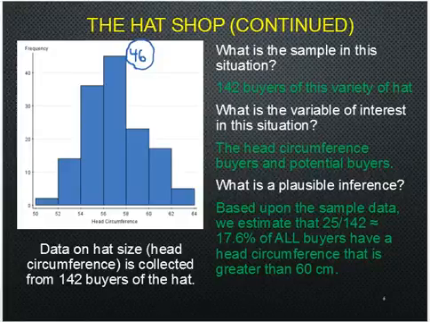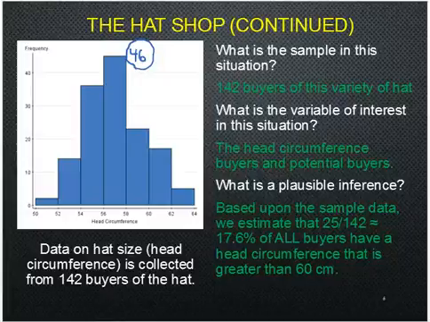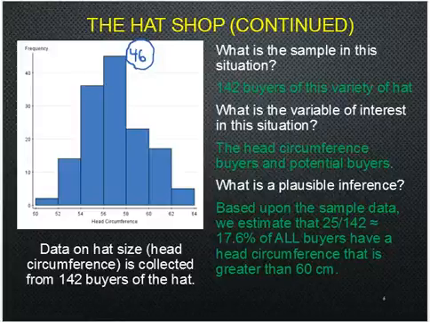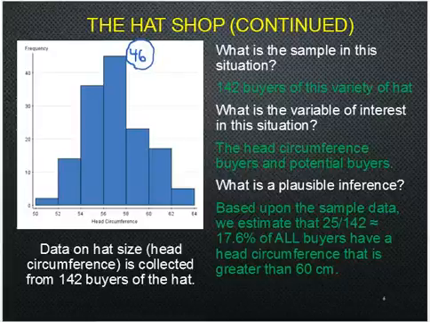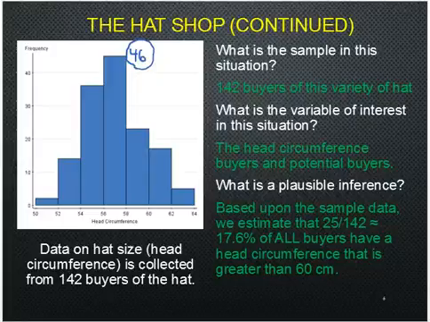What is the variable of interest in this situation? The variable of interest is the data that's collected. So what data was collected? I often say, if the spreadsheet of the data was sitting in front of you, what would you see? You would see the head circumference of the buyers, the 142 buyers, or of the potential buyers. So you're interested in the head circumference. That's the data that would be collected either from the sample or, if you could do it, from the population.